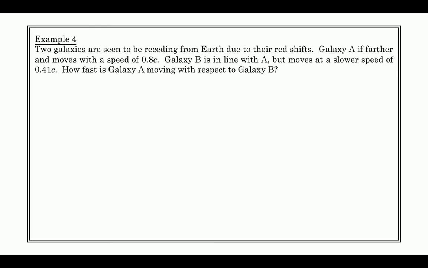So let's do an example. This is our final example of the lesson. Two galaxies are seen receding from the Earth due to their redshift. Galaxy A is farther, and it moves with a speed of 0.8 c. Galaxy B is perfectly in line, but it moves at a slower speed of 0.41 c. So they're both going away from the Earth. How fast is Galaxy A moving with respect to Galaxy B?